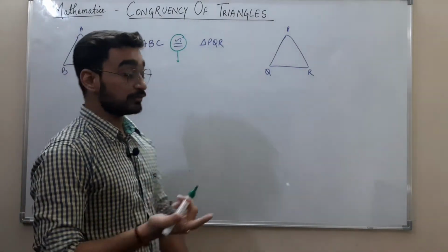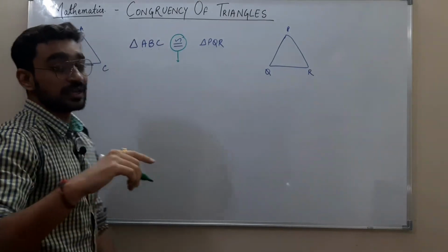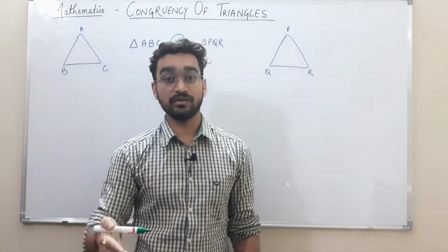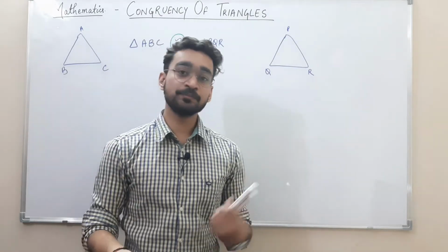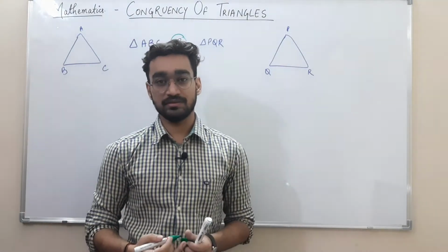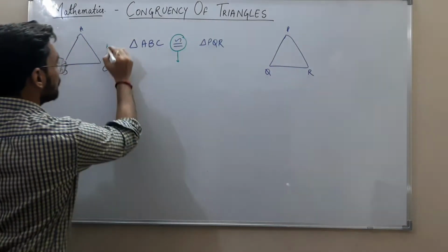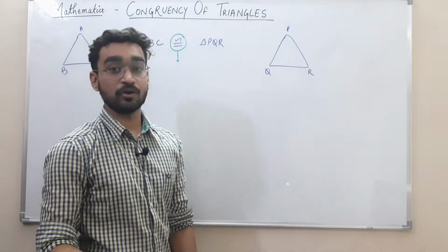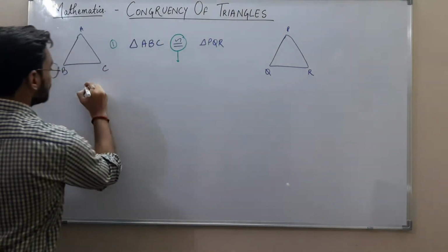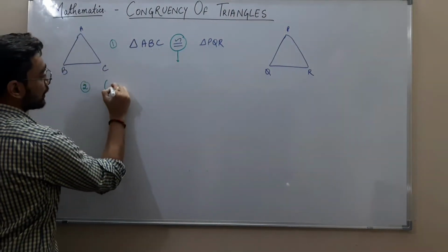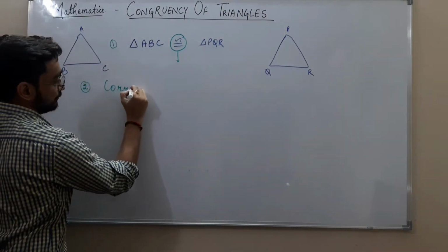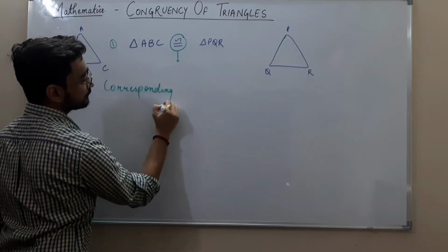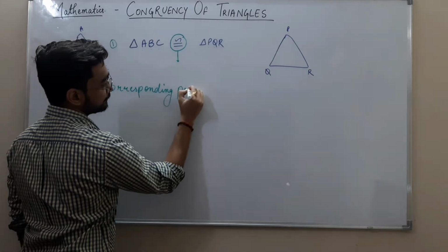But one more term is coming here, because it is important to learn a few things about congruency of triangles before starting the criteria for the congruencies. So this is the first thing, the symbol which we have to use, how we can show that two triangles are congruent to each other. And the other thing is corresponding parts.